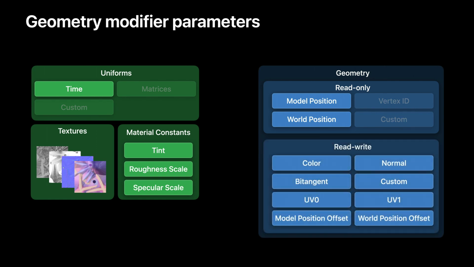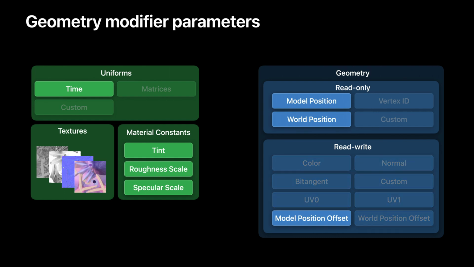Geometry also has read-write values, including normal, UVs, and model position offset. Once we have computed our offset, we'll store it here to move our vertices. Let's dive into the Metal shader.